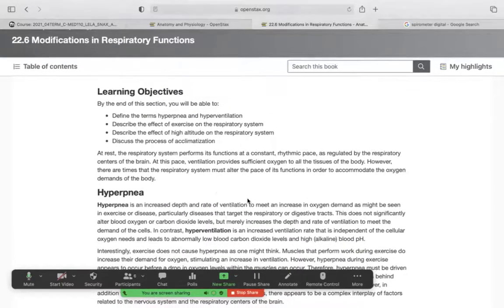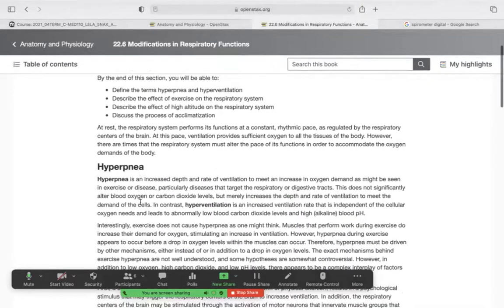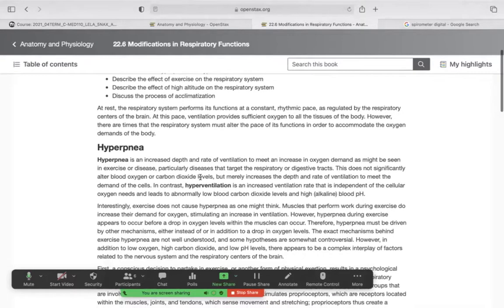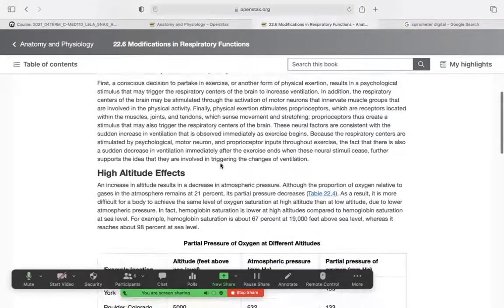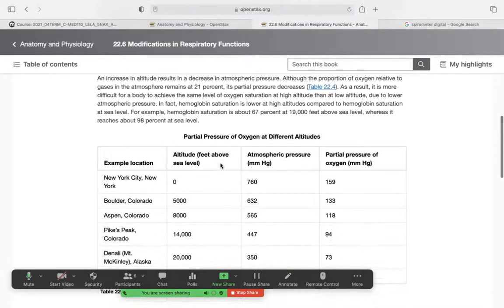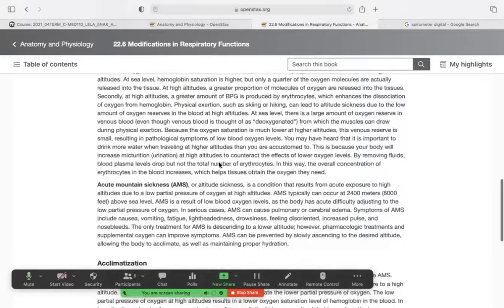Of course, hyperventilation or hypernia, increased depth and rate of ventilation. There's also altitude effects, and we already talked about the effects of temperature and the effects of pH as well.